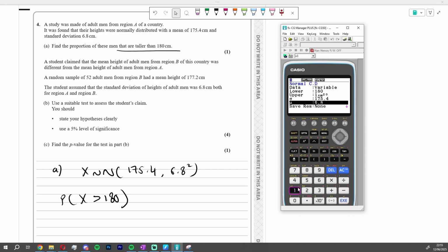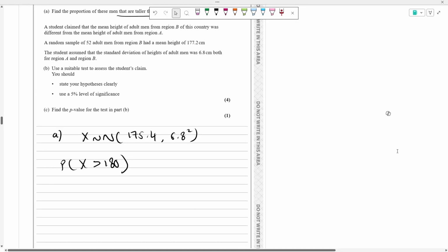Ooh, I've actually put in the wrong values. Your mu is your mean, and your standard deviation is your sigma here. So this should be 6.8. There we go, 0.249.